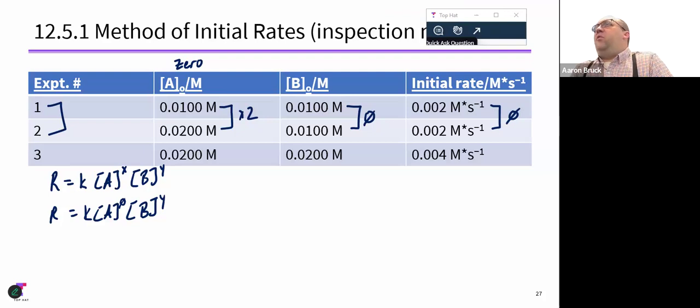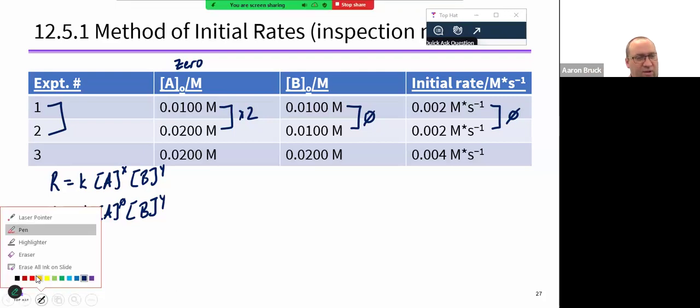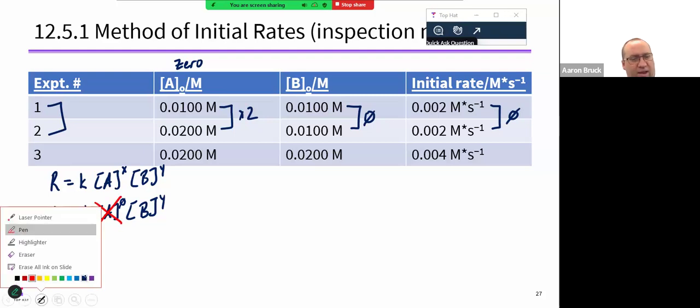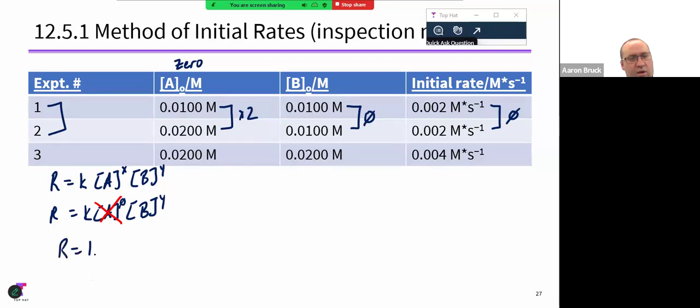What is anything to the 0th power? 1. And since anything to the 0th power is 1, it doesn't matter what number I put in there. It's always going to calculate out as 1. So I'm going to remove A from the rate law now. Because since we've determined it's 0 order, we know it has no impact on the rate at all. So why include it?